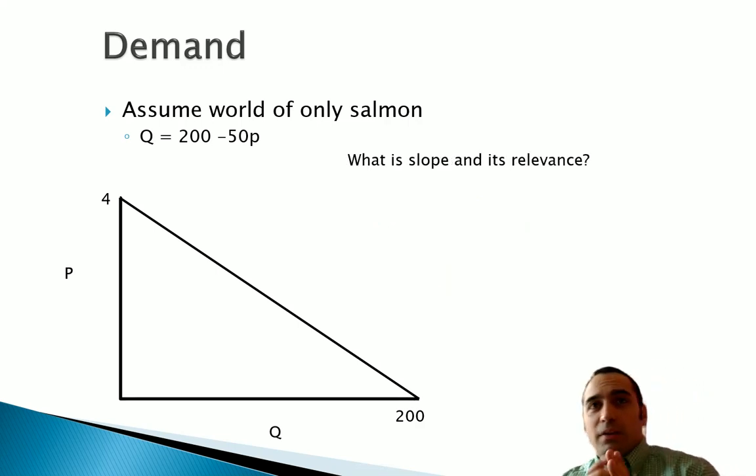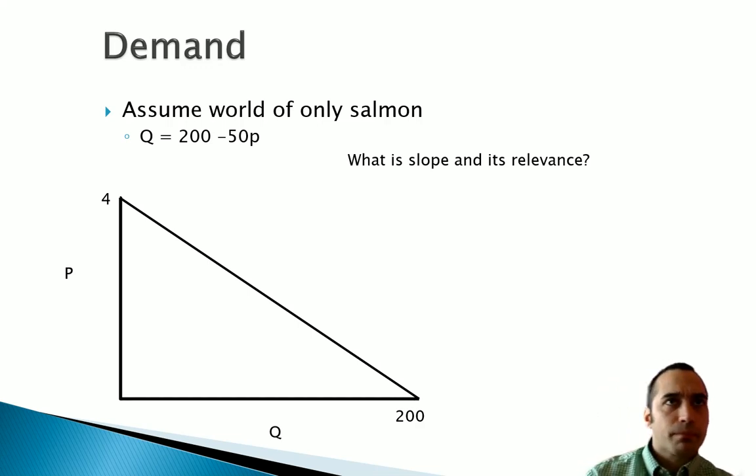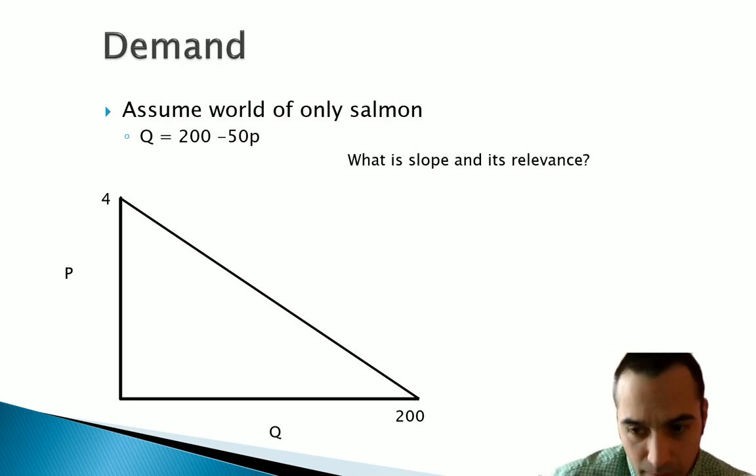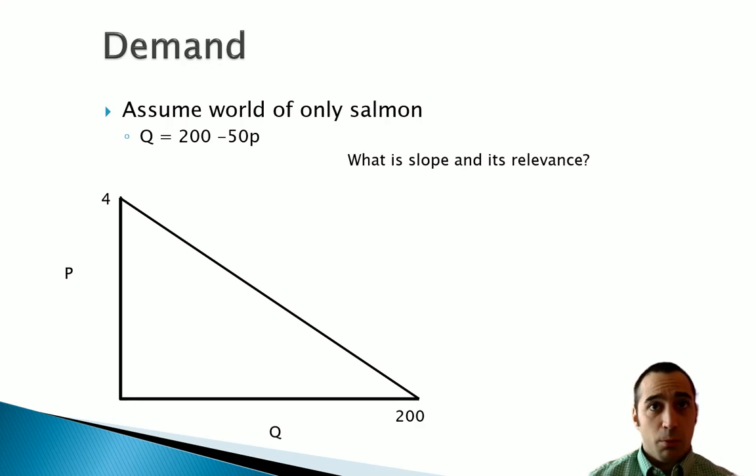Another thing you might ask is, what is the slope, and what does it mean? Think it over. When I think about the slope of this line, I note that for every $1 increase in P, the quantity will decrease by 50. So that tells me that this slope gives me the direct relationship between price and quantity for salmon fish.